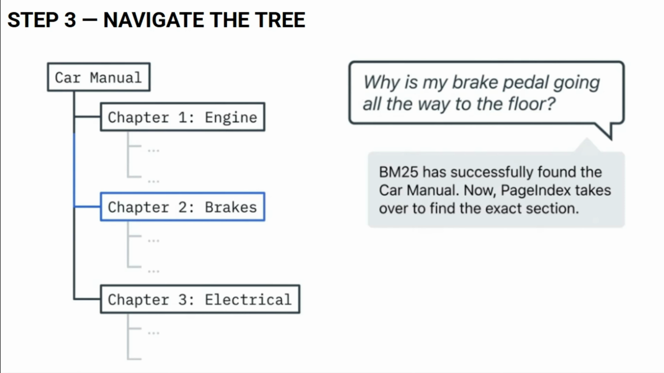Step 3. Now we have our tree, and this is where things become interesting. Let's say the user asks, why is my brake pedal going all the way to the floor? We have our car manual, and our tree looks something like this.